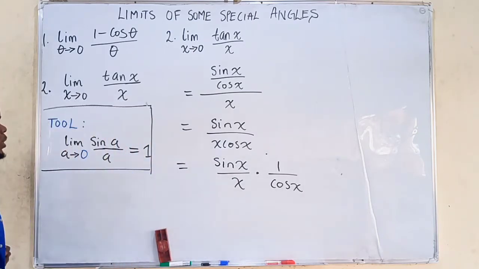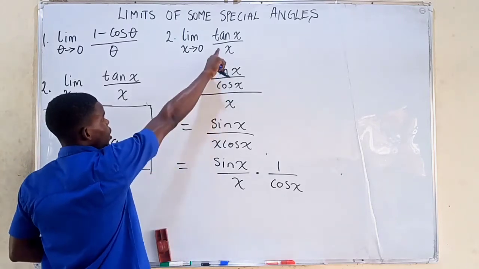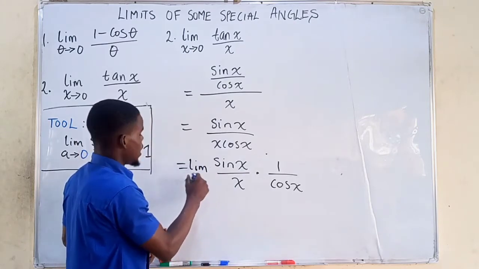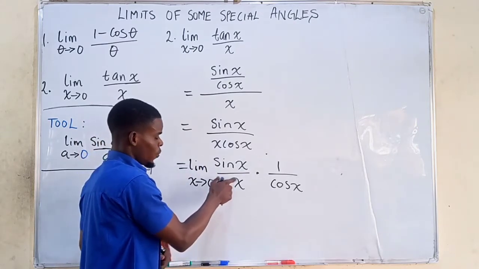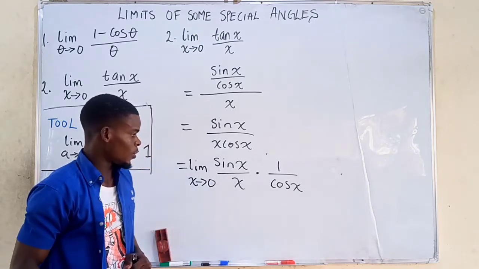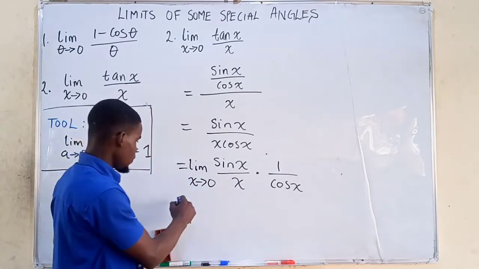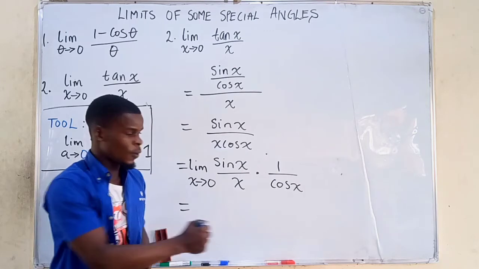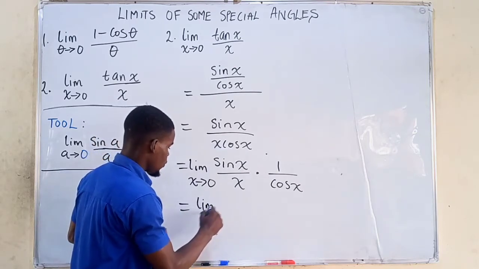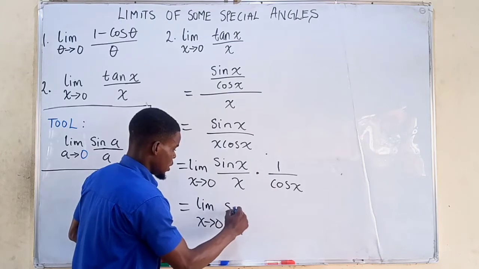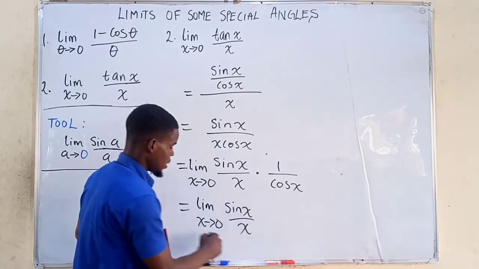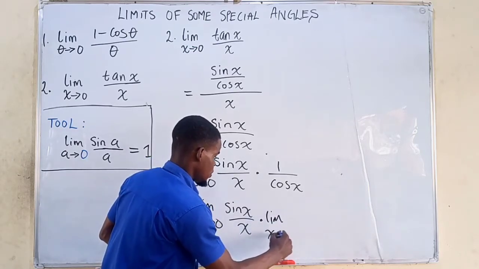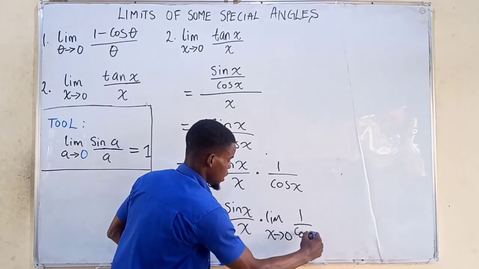So we have to take the limit as x tends to 0 of this, and I've rewritten it as this. We're still going to take the limit as x tends to 0 of the product of these two functions. Now, you know from the rules of limits that the limit of the product of two functions is the product of the limits of those two functions. So I say the limit as x tends to 0 of sine x over x times the limit as x tends to 0 of 1 over cosine of x.